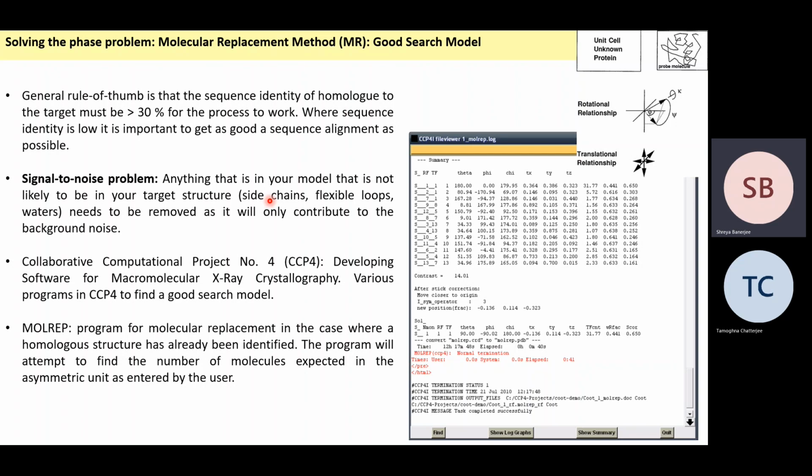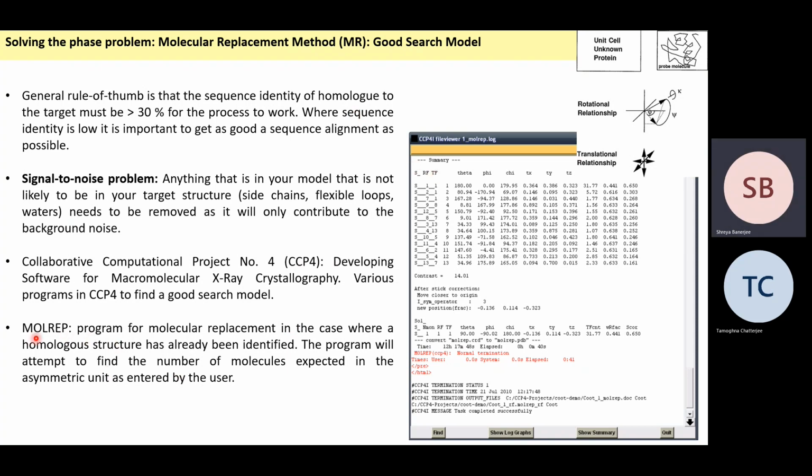So in the unknown protein, if there are any structures that are not matching with the known protein, like water molecules or flexible side chains, that needs to be removed. The third step is a software known as Collaborative Computational Project number 4. There are various programs in this CCP4 software to find a good search model.